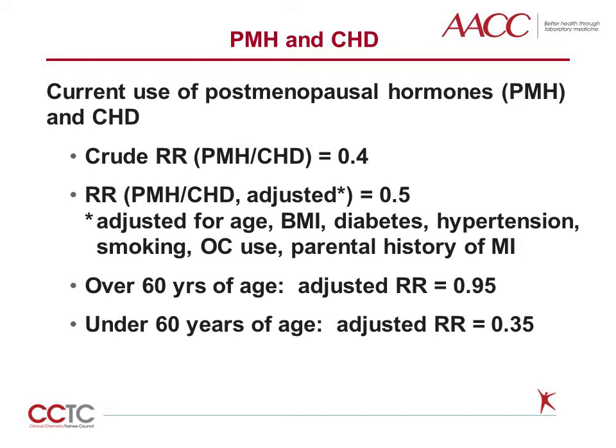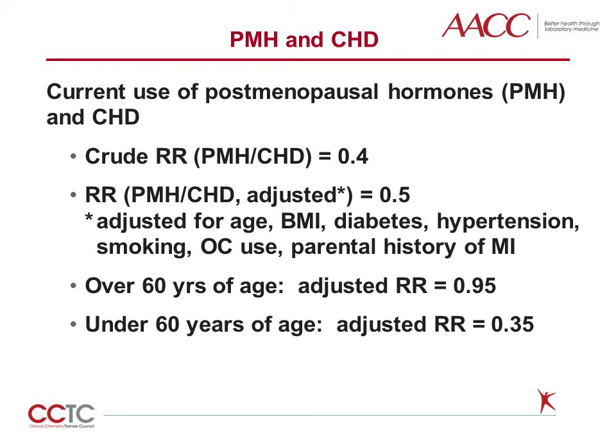And after adjusting that for all the risk factors for coronary heart disease that we can get information on in this study, age, body mass index, diabetes, hypertension, smoking, oral contraceptive use, parental history of myocardial infarction, the relative risk was 0.5, 50% lower risk. Now, you might say, well, 0.4 isn't that different from 0.5, and it's not. So there's not much confounding, but there is a little confounding. So it would be better for us to report the adjusted relative risk and now start working with that.